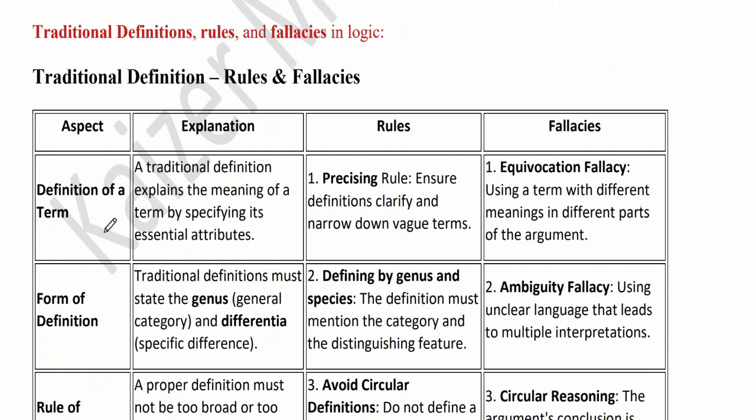So we have a precising definition. Precising definition ensures definitions clarify and narrow down vague terms. Okay, what are its fallacies? Using a term with different meanings in different parts of the argument.